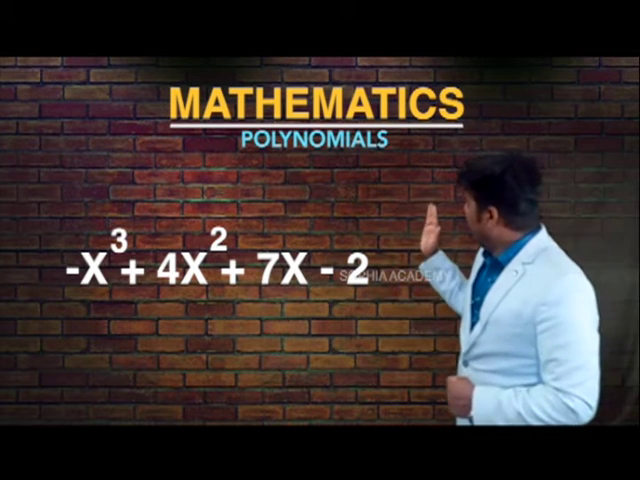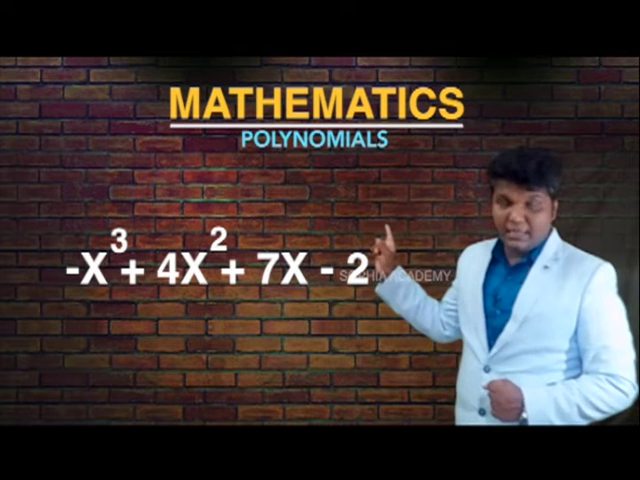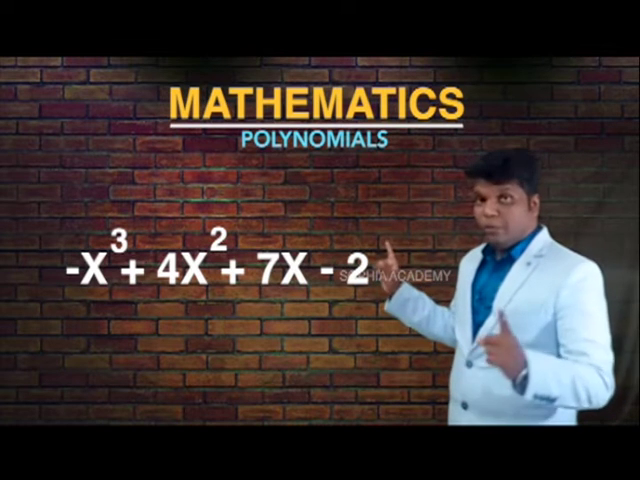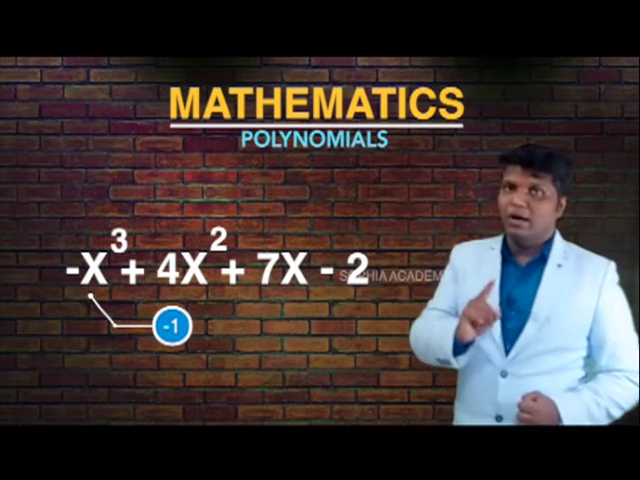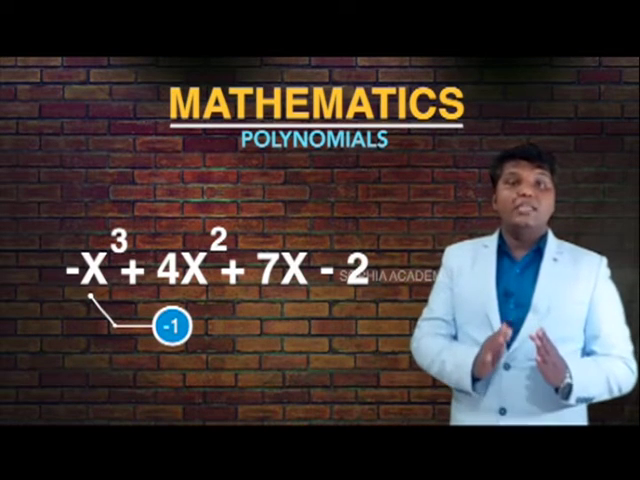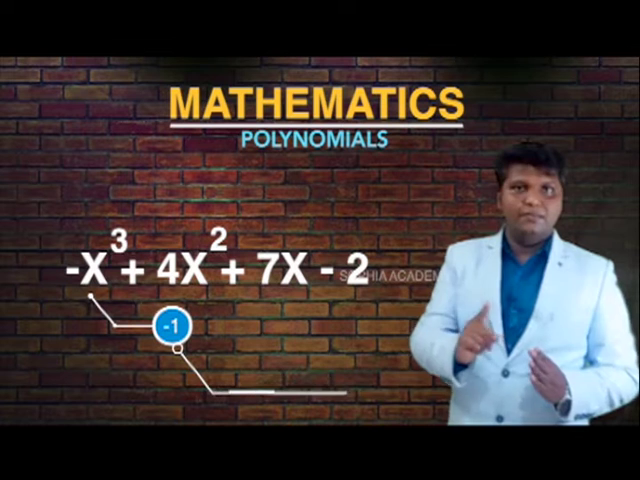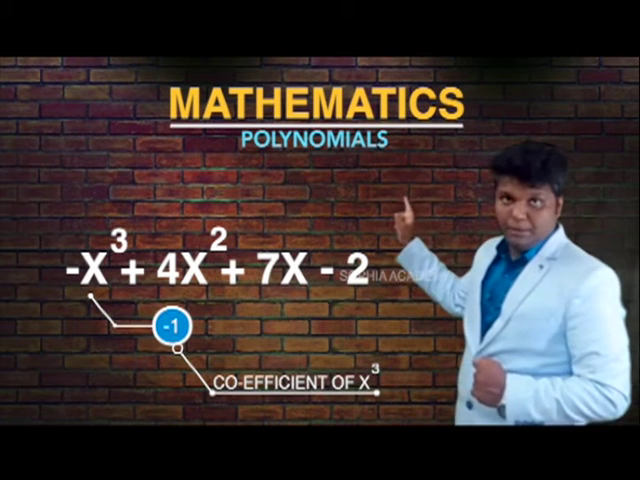So in front of x cube you can see there is a minus sign, right? There is a minus sign in front of x cube. I told you if there is no number we will regard it as 1. So we can say there is minus 1 in front of that one. So this minus 1 is what we call the coefficient. Minus 1 is called the coefficient of x cube.